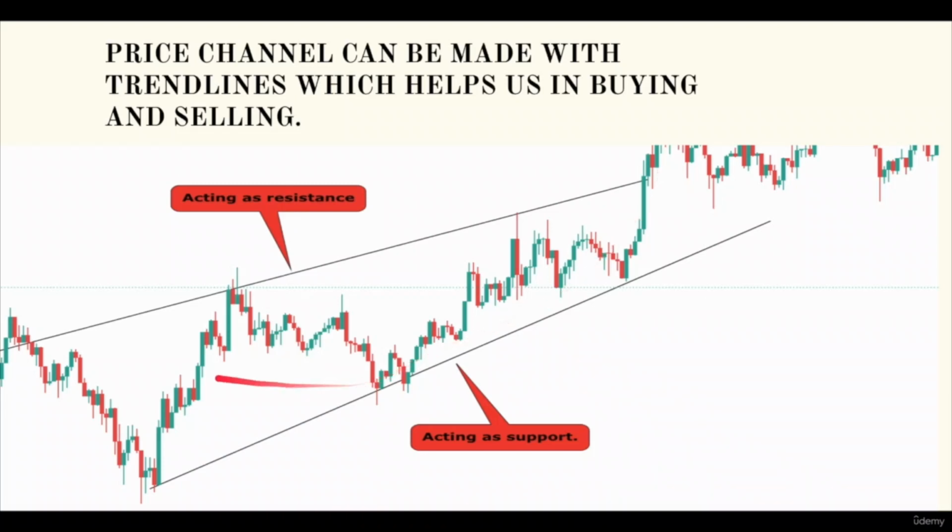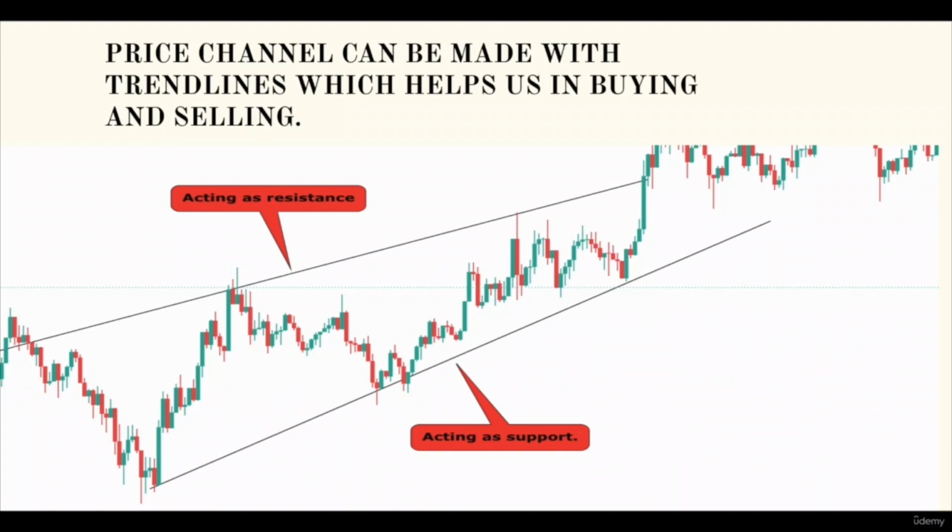Let's assume we bought over here and sold over here. Then we bought over here and sold over here. Then we bought over here and sold over here. So this gives us buying and selling signals also. This is how powerful trend lines are.